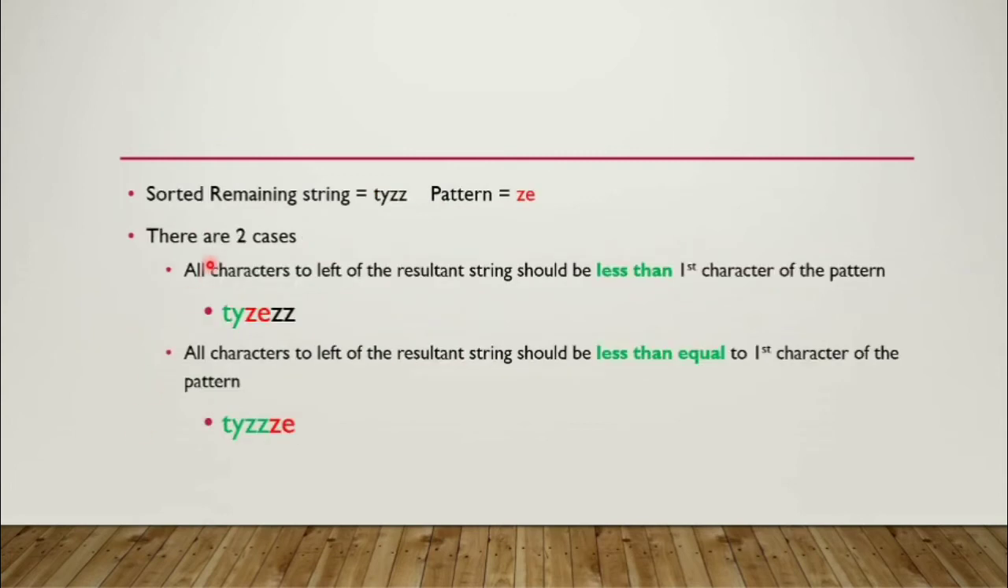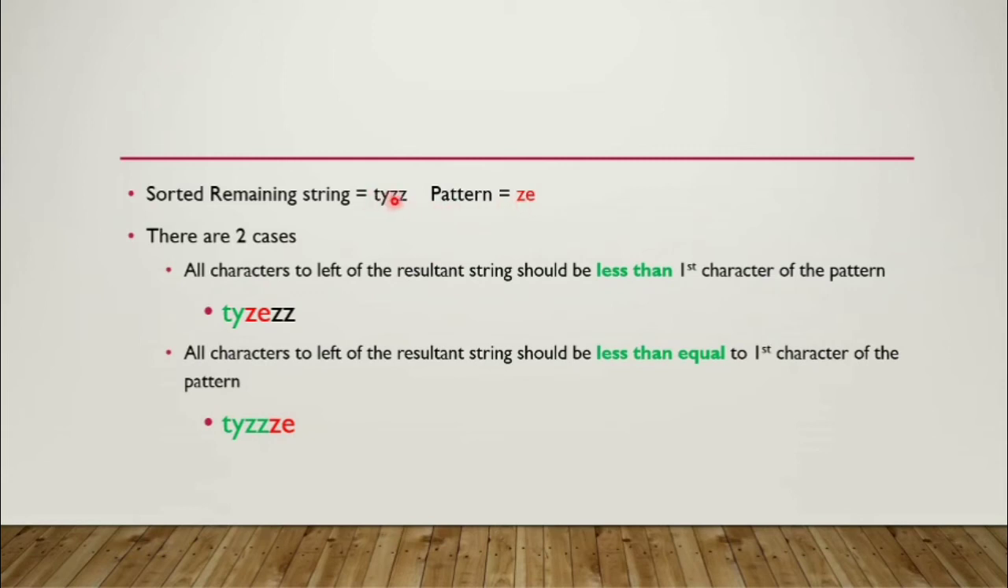Now here, to insert the pattern into the sorted remaining string, there are two cases. All the characters to the left of the resultant string should be less than the first character. Now the first character of the pattern is Z. So what are all the characters which are less than Z? T and Y are the characters which are less than Z. So after TY, we will insert our pattern ZE, then the remaining of the characters from the sorted remaining list. Similarly, the second case is all the characters to the left of the resultant string should be less than or equal to the first character of the pattern. So what are all the characters that are less than or equal to Z?